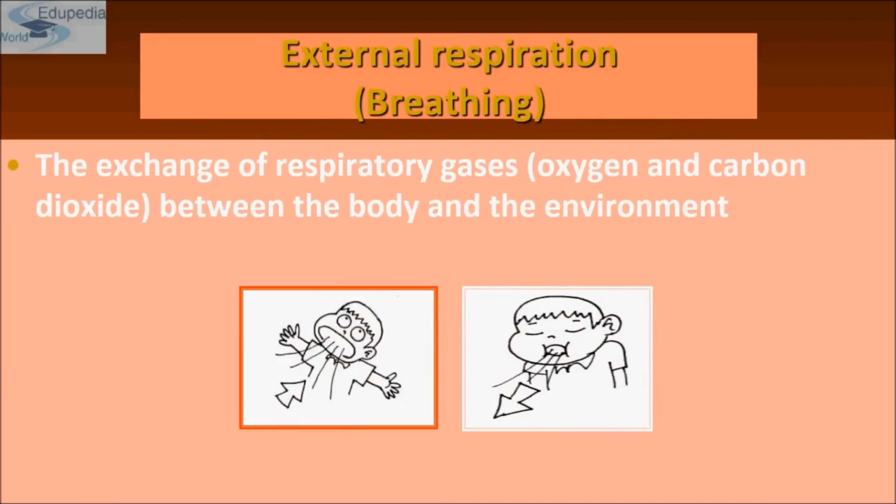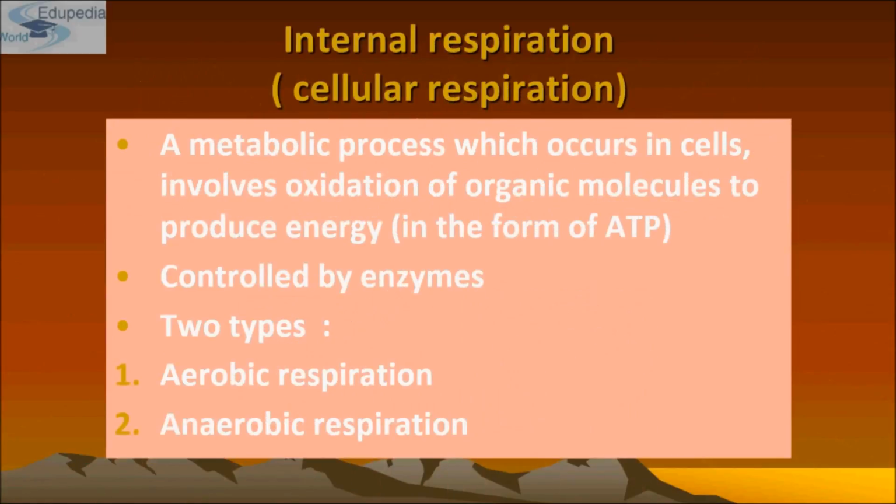Now let's see external respiration or breathing in detail. So what is it? The exchange of respiratory gases, that is oxygen and carbon dioxide, between the body and the environment. Now, what is internal respiration? It is also known as cellular respiration. It is a metabolic process which occurs in cells, involves oxidation of organic molecules to produce energy in the form of adenosine triphosphate, which is controlled by enzymes, and is of two types: aerobic respiration and anaerobic respiration.